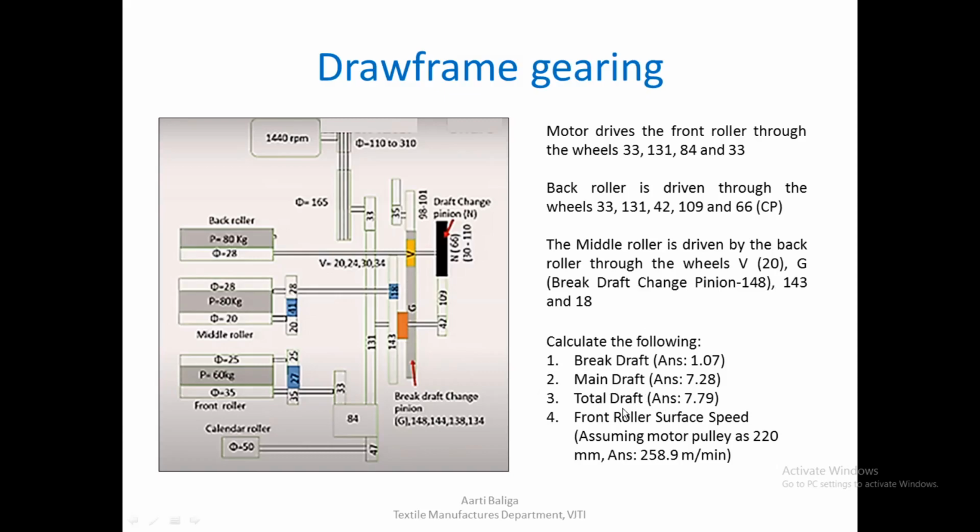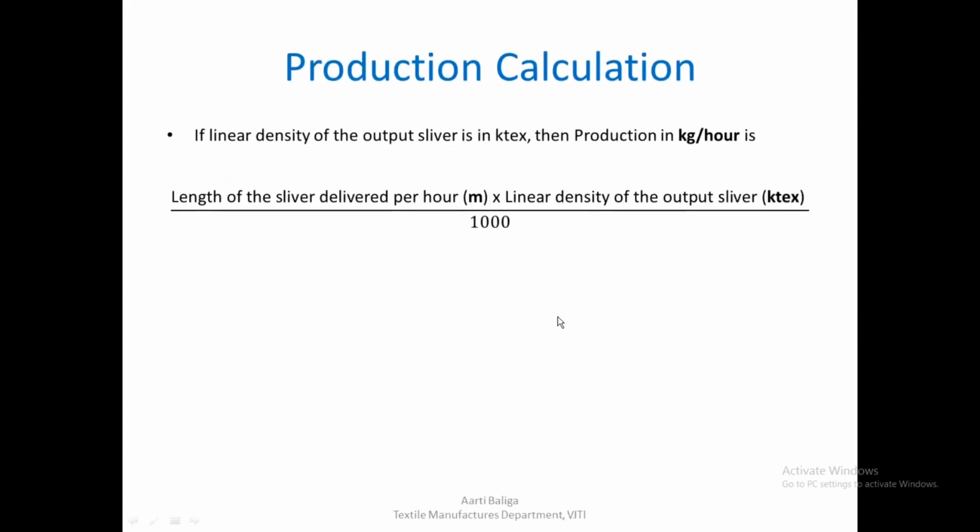So we go to production. So how to calculate production on a given machine? So for the current situation, it is draw frame. So production is always expressed in length or weight. So here let us see how to calculate production or convert production from length into weight. I want to know what is the production that this machine gives me per hour.